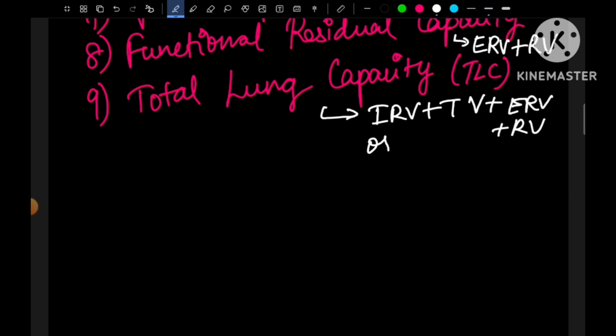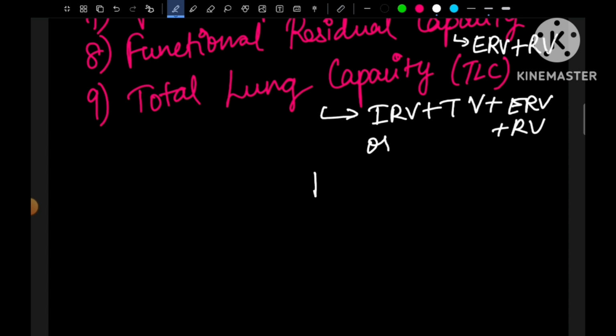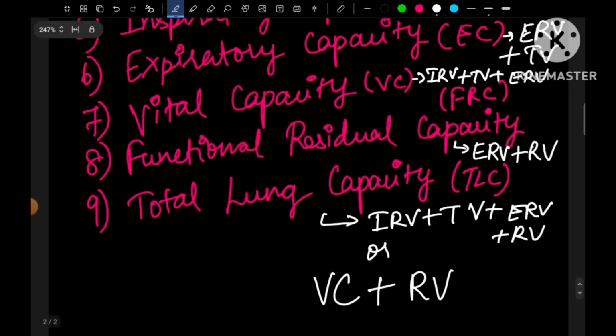How can we write this? What are these three things? What is these three things guys? It is nothing but VC, right? I'm just writing the next formula. See here, this is VC plus residual volume, right? What is VC? IRV plus TV plus ERV.